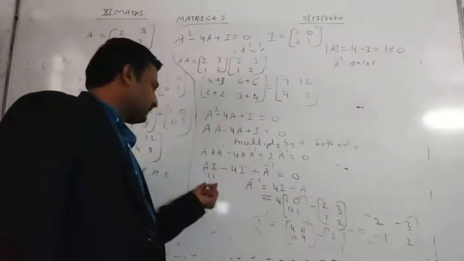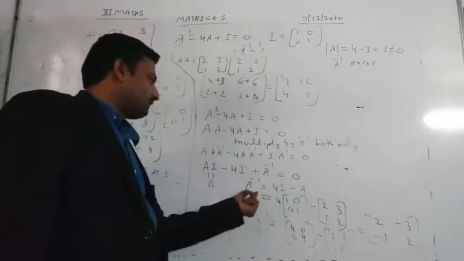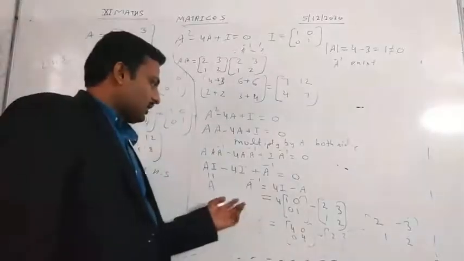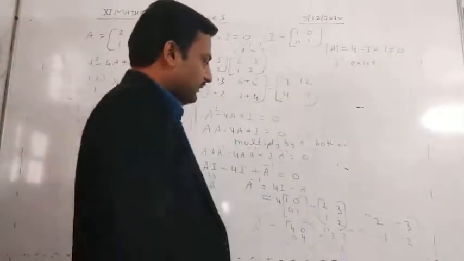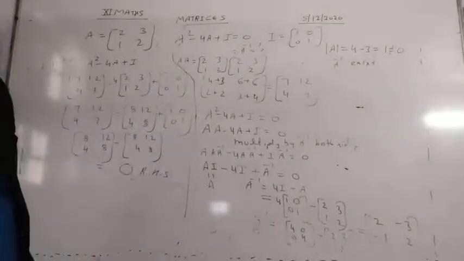So in place of this, we can write A. Here also we get A inverse. So A inverse is here, and the remaining terms we send to the right hand side. After putting the values of I and A, we get our result, which is our A inverse. I hope you understand. Now we will see the next question.